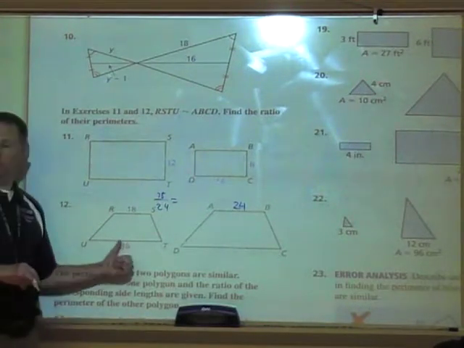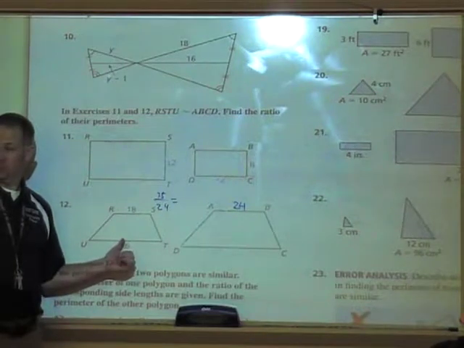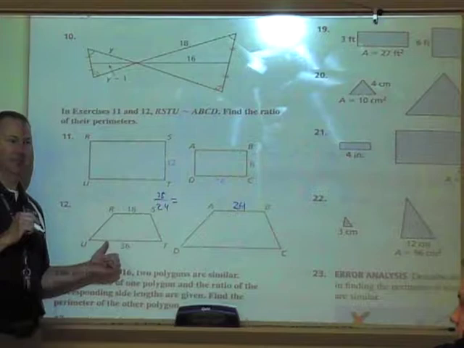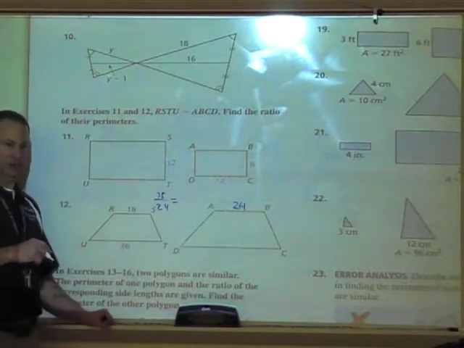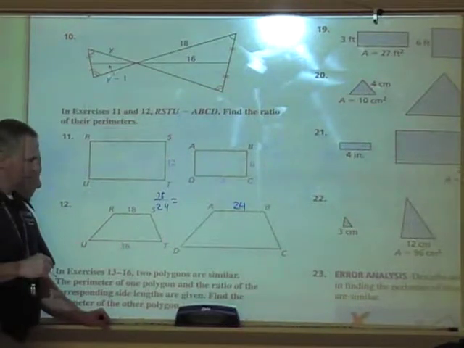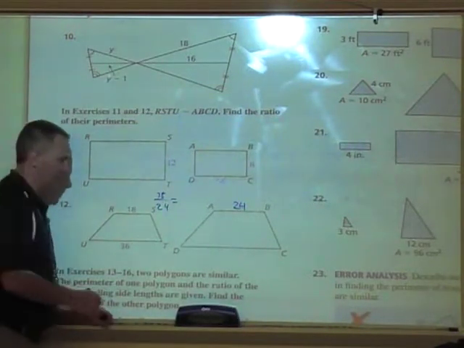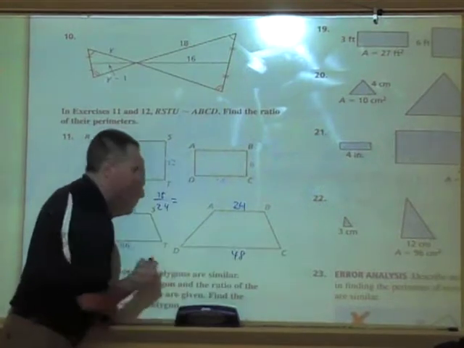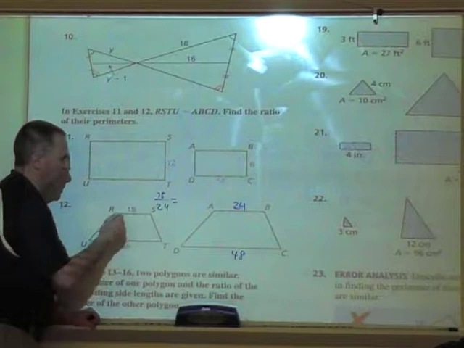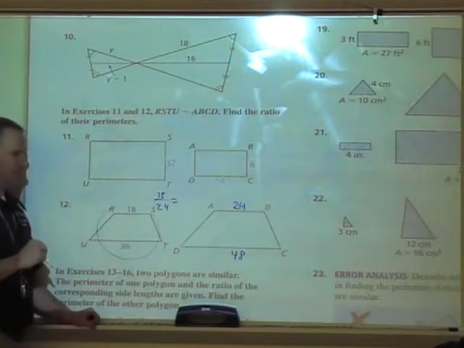Anybody get the perimeter? Who said yeah? How'd you get the perimeter? I put 18 over 24 and I put x over 36 and I cross multiplied and I divided. And what'd you get? 48. That would be this piece. Wait, which one are we talking about? Perimeter would be the distance around here. Okay?